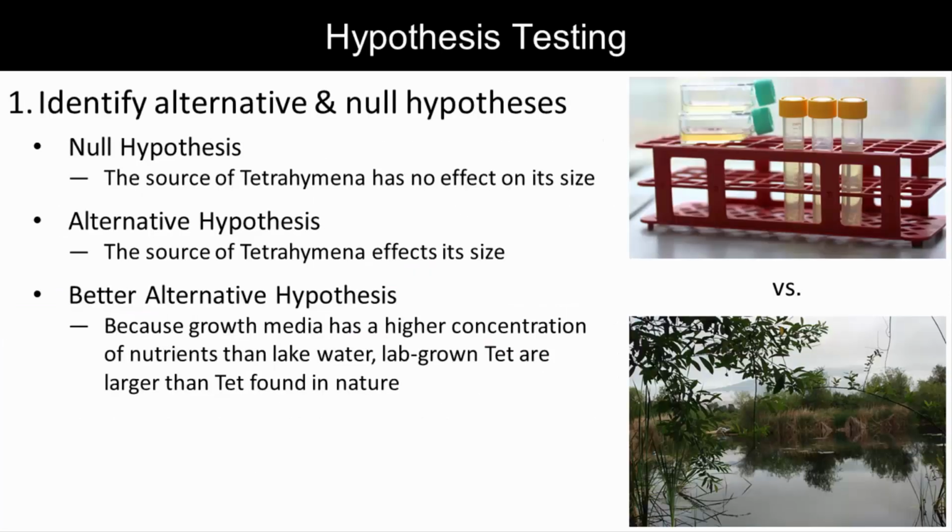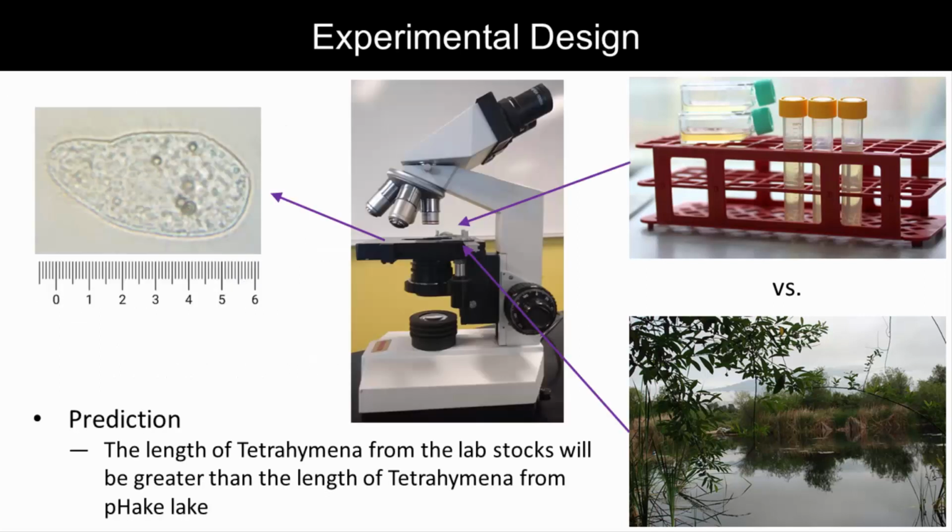In the previous video, we addressed a situation where we compared the size of tetrahymena grown in the lab to wild tetrahymena, hypothesizing that, because growth media has a higher concentration of nutrients than lake water, lab-grown tetrahymena are larger than tetrahymena found in nature. We ran an experiment which compared the length of tetrahymena in the lab to tetrahymena in fake lake, and indeed saw a statistically significant difference.